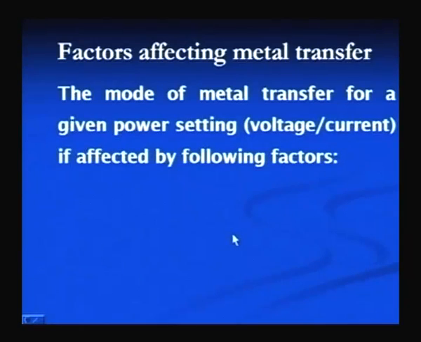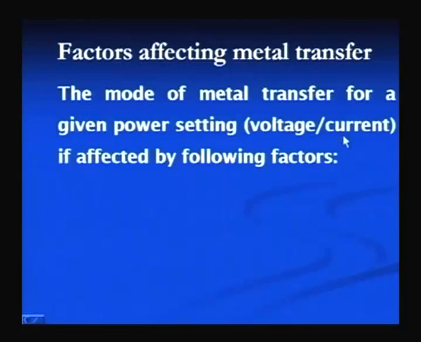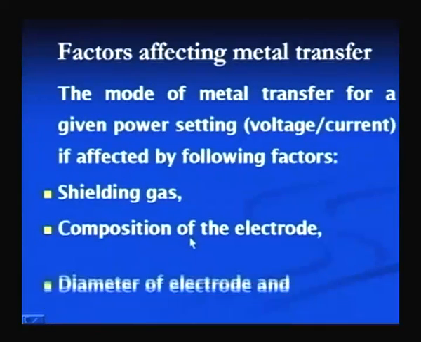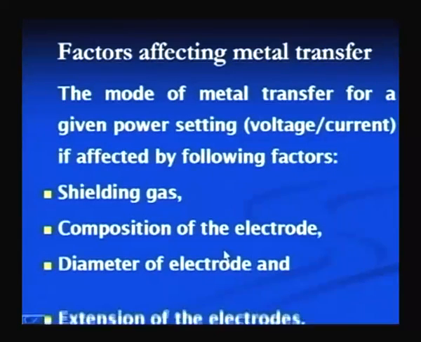the short circuit metal transfer, globular metal transfer, spray transfer, and so on. These metal transfers are significantly affected by welding conditions like welding voltage and welding current, in addition to the diameter of the electrode, its material, or the electrical resistivity aspects. So, the mode of metal transfer for a given power setting, that is voltage and current, is affected by factors like the shielding gas, the composition of the electrode, the diameter of the electrode and the extension of the electrode.